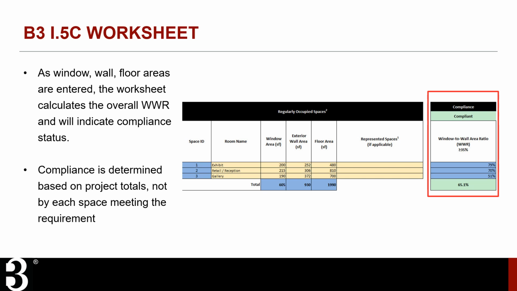As values are entered, the spreadsheet will calculate the ratio result and indicate compliance when the window to wall requirement is met. As with other metrics, compliance is based on the total area, not on each individual space meeting the ratio required.